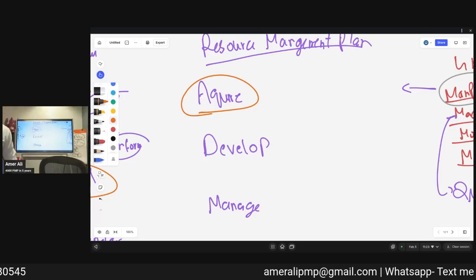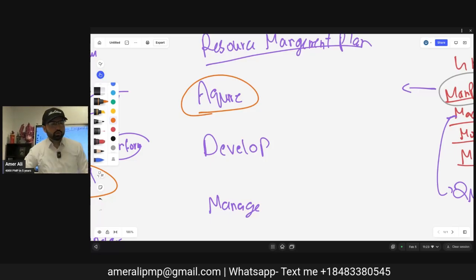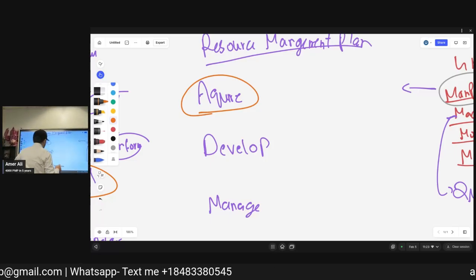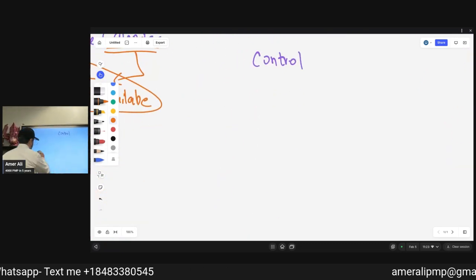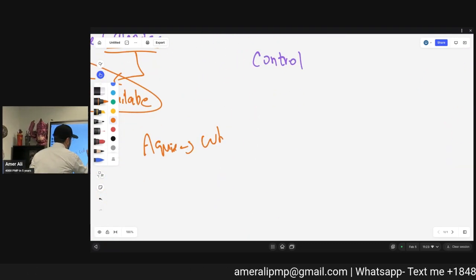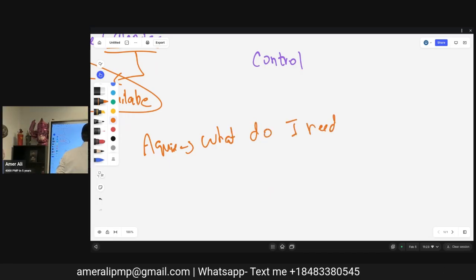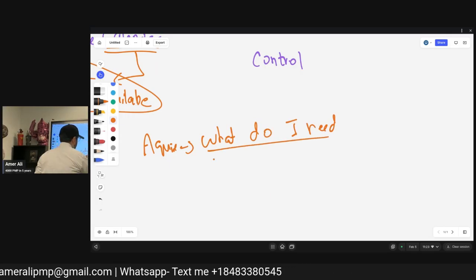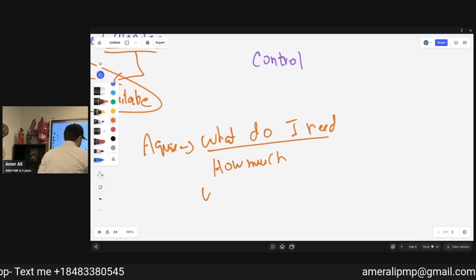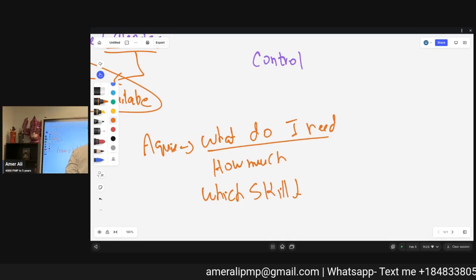Clear. Okay. The first thing when you are going to acquire the resources, I need to know what do I need? How much do I need? How many resources do I need? And which skill level do I need?